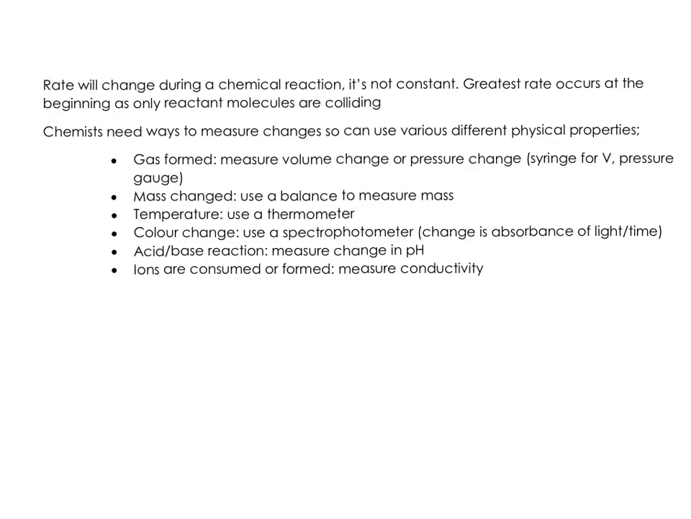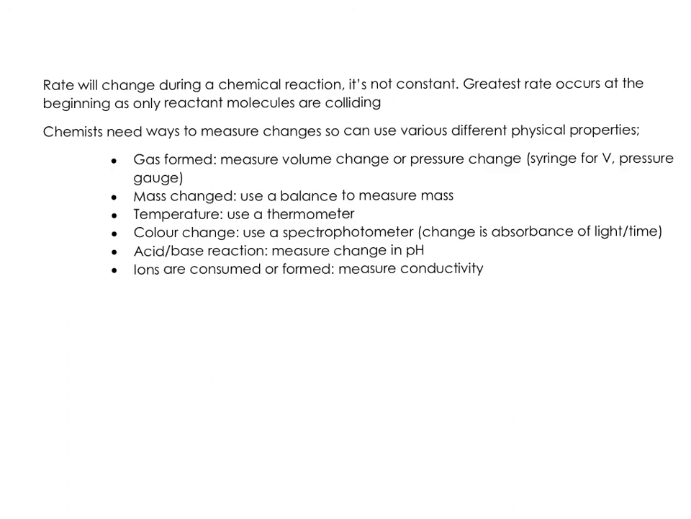So rates change during a chemical reaction. It's not constant. The greatest rate occurs at the beginning, as only reactant molecules are colliding. Chemists need ways to measure the changes, so we can use various physical properties in order to measure rate. If you are forming a gas in your reaction, you can measure the volume change or the pressure change. Perhaps you can measure the change in mass because one of your products is escaping as a gas.